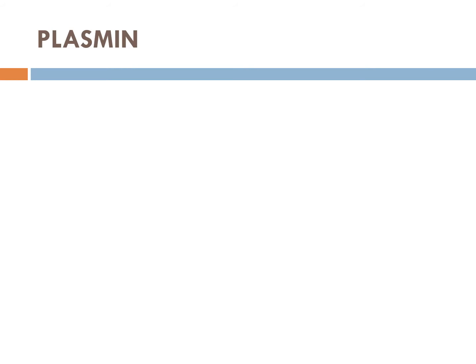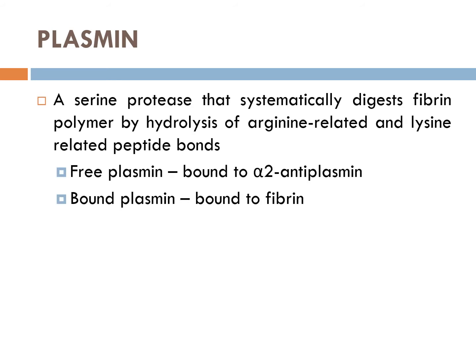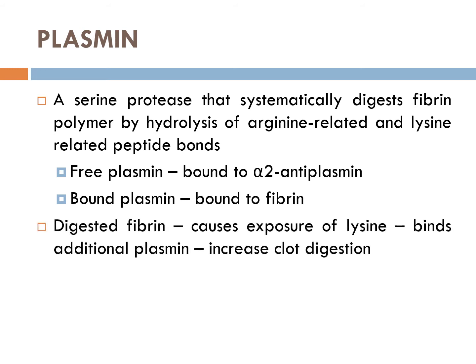Next, we have plasmin. Plasmin is a serine protease that systematically digests fibrin polymers through the hydrolysis of arginine and lysine-related peptide bonds. Plasmin can be of two types. We have the free plasmin, which is bound to alpha-2 antiplasmin, which is its inhibitor, and we have the bound plasmin, which is the plasmin attached to a fibrin. Digested fibrin causes exposure of the lysine peptide bonds and it binds additional plasmin, thus the clot digestion is increased.